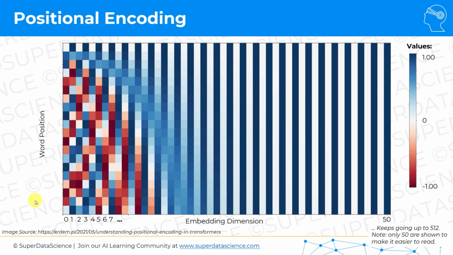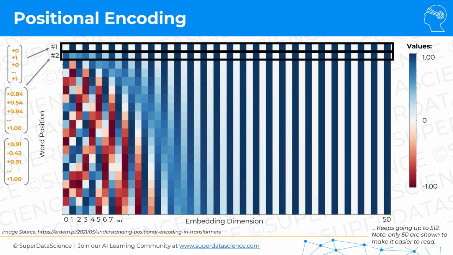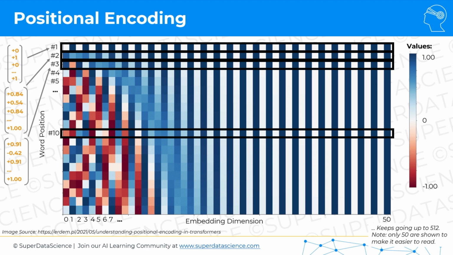So let's learn how to read this chart. Here we've got position number 1, as we discussed, and it is present over here. You can see 0, 1, 0, 1, 0, 1, and so on, all the way up to 50 times, but actually it's got to be 512 times. Then we've got position number 2. You can see it here, 0.84, 0.54, 0.84, and so on. Position number 3: 0.91, minus 0.42, 0.91, and so on. Position 4, 5, position 10, you can take any position. And you can see that they're always unique.